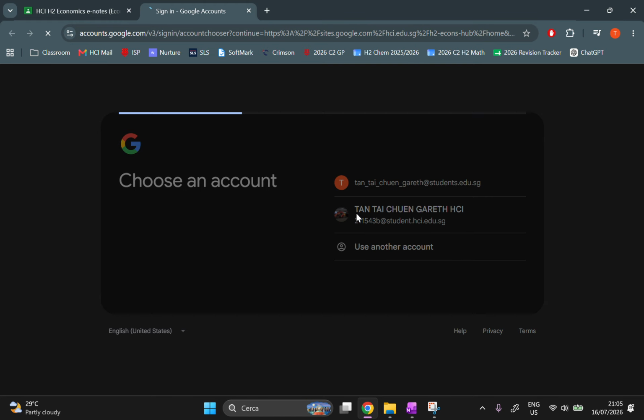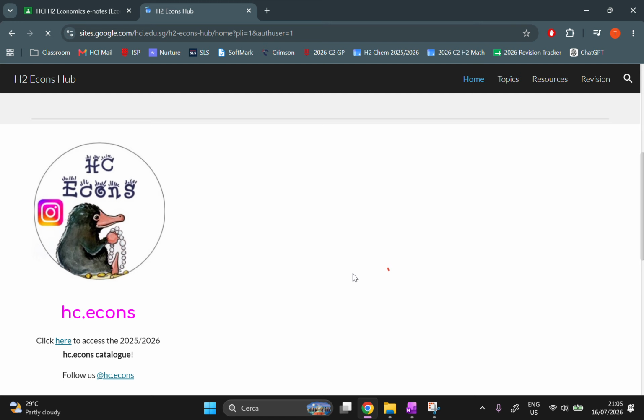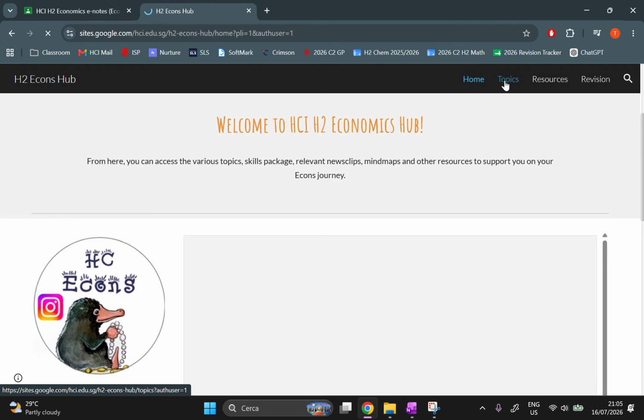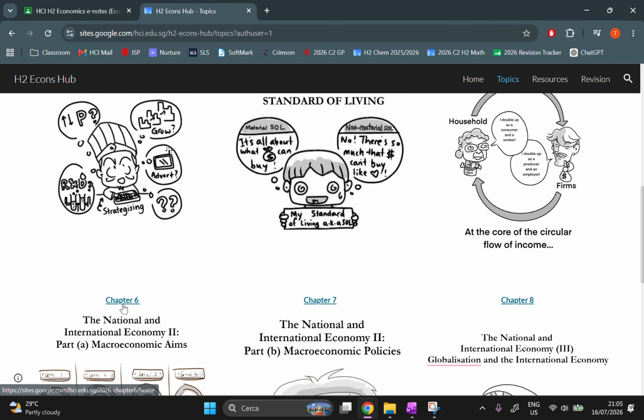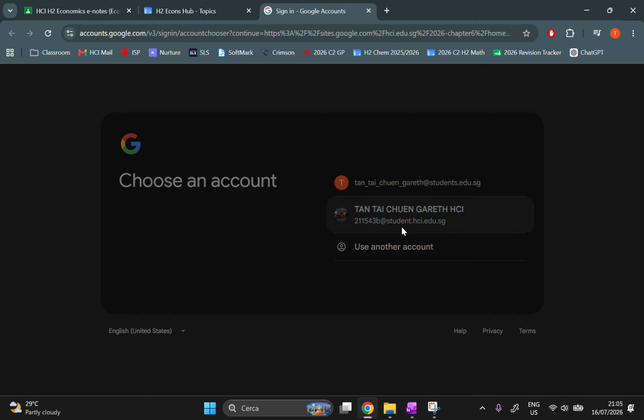Okay. Yeah, as you can tell, I don't bookmark the site because I use it so seldom. Let's go. Consumer price index, we learned it when we were talking about inflation under macroeconomic aims, price stability in chapter 6.